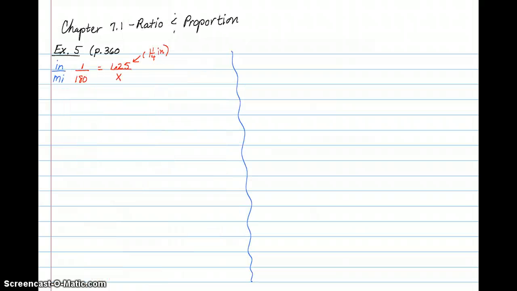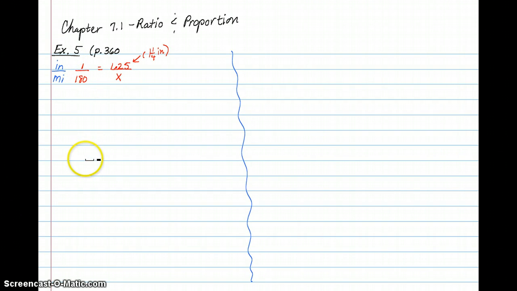Okay, on the map that you see on page 360 for example 5 is a picture of Texas. And you know on the map down in the left bottom corner it says 1 inch equals 180 miles. Now when you are using proportions to solve word problems or do any type of ratio problem, it is very helpful if you label what you are doing. That way you will not reverse any of your amounts. So it's important to make labels. So 1 inch equals 180 miles.